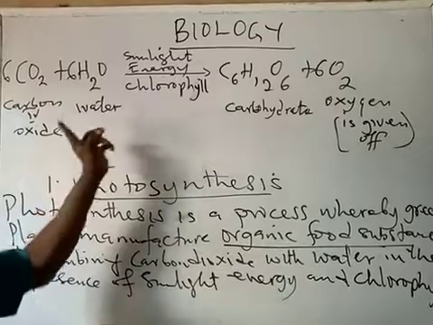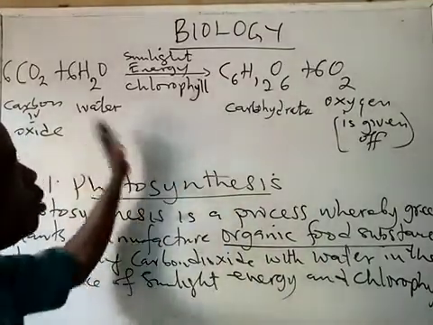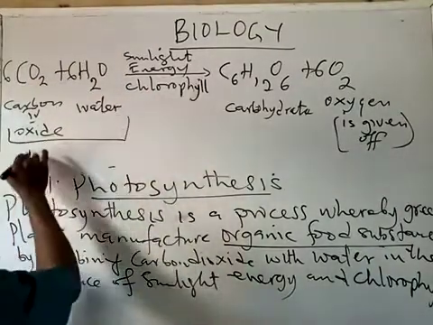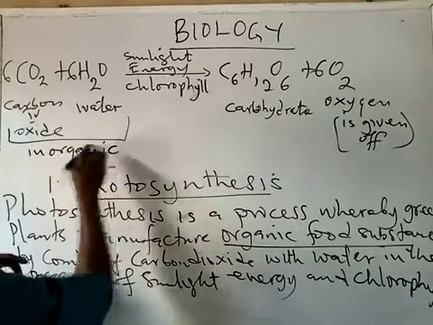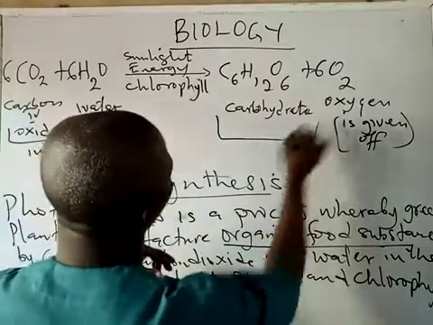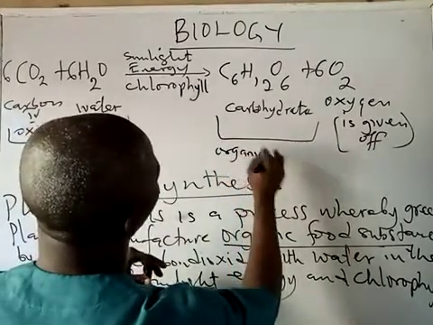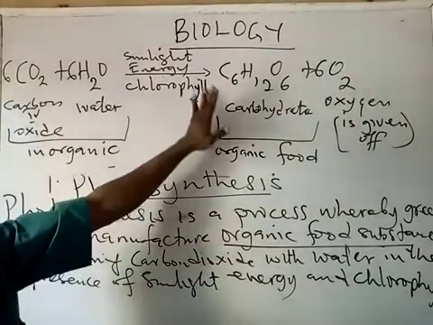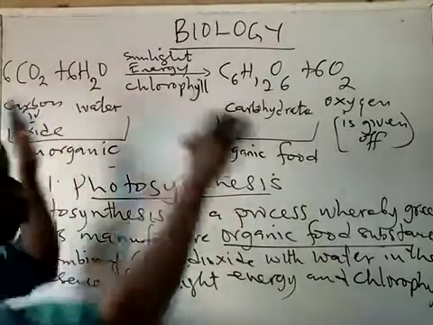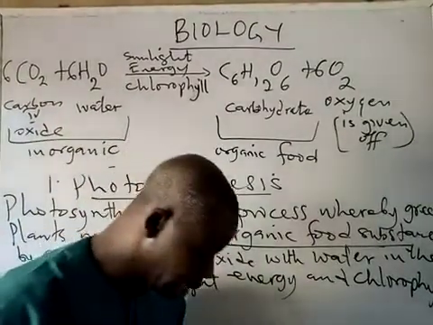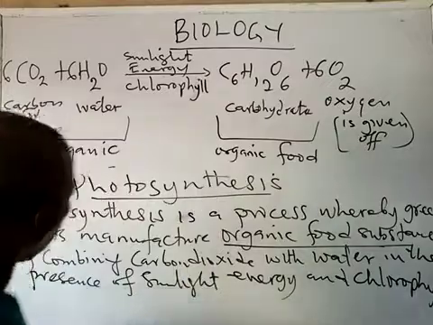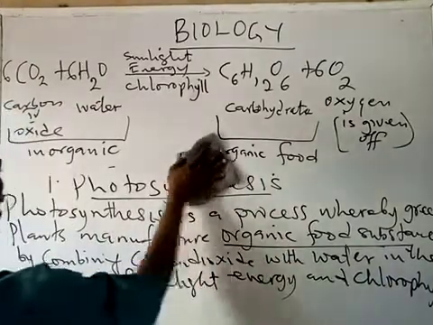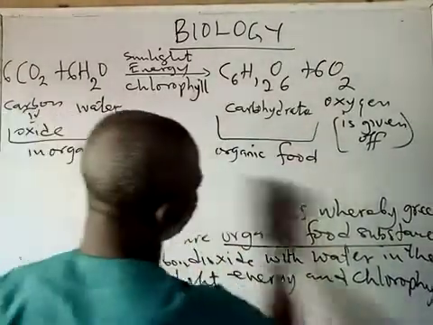You see that these organisms carrying out photosynthesis manufacture their food by themselves, combining simple inorganic substances. So these ones are simple inorganic substances, and this one is the organic food. So the carbohydrate is the organic food. It is from this carbohydrate that other food substances are synthesized. That's the first type of autotrophic nutrition. Now let's go to the second type of autotrophic nutrition.